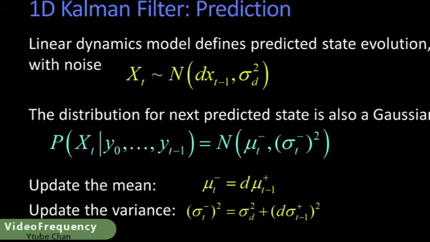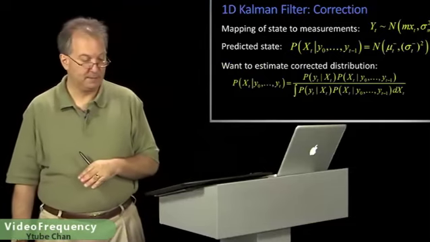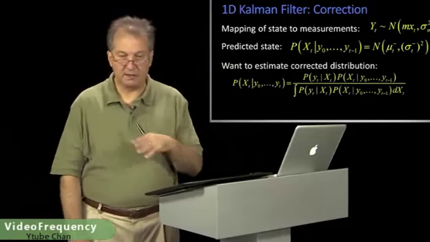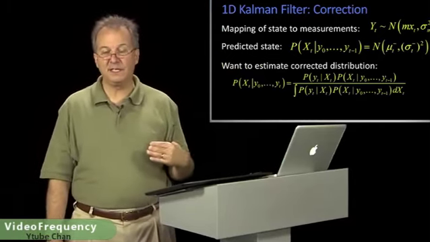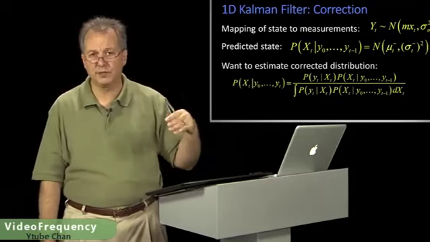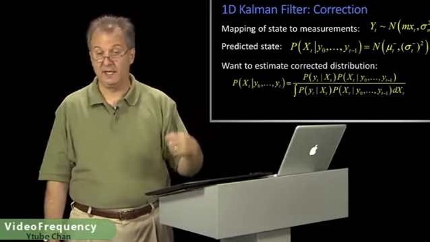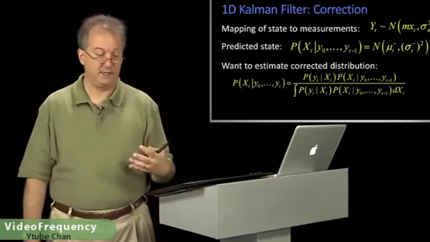So the update of the mean and the update of the variance for the Kalman filter is written like this. What about the correction? Well, the correction is a little complicated. What I'm going to do is show you the simple formula for the 1D case, give you the intuition behind that, and then give you the full formula for the ND case.